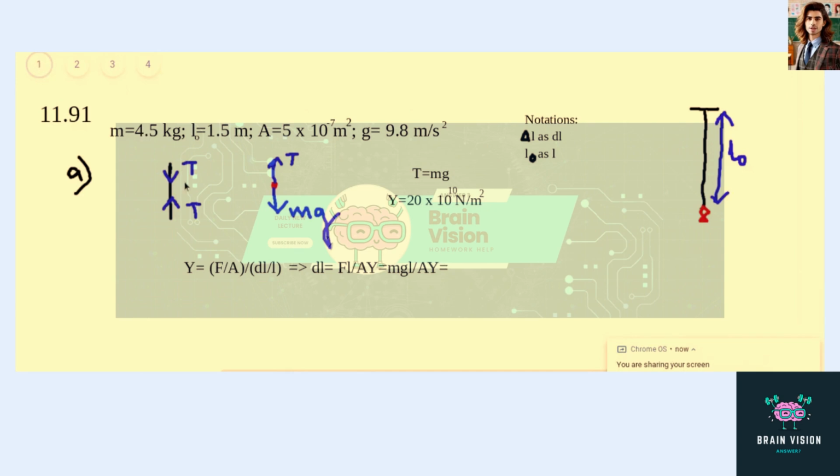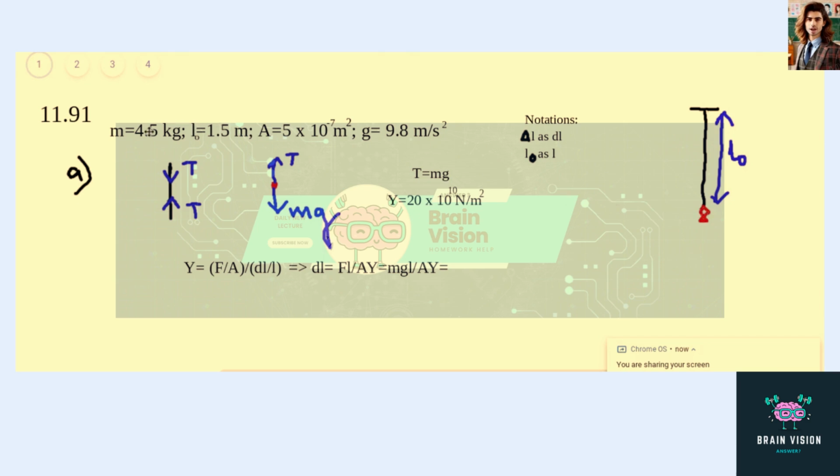Hello. Now we will be working on problem 11.91 of Young's book. Here we have a wire hanging from a support and a fish hanging from the wire at the bottom.